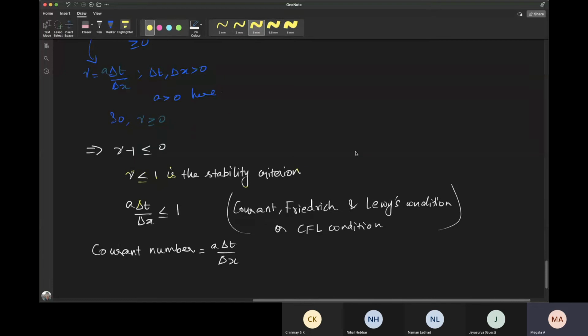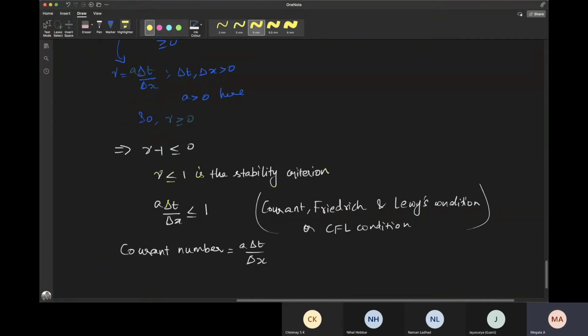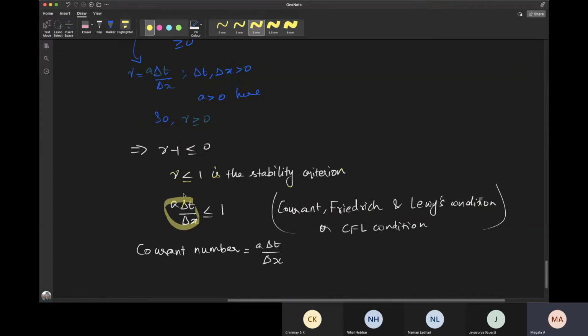So this is the CFL condition, Courant, Friedrichs and Lewis condition. They have given this condition, and in CFD this term, a delta t by delta x, is always known as the Courant number. Even if you do some simulations and go for presentations, people will ask what Courant number you have used, because depending on its value your stability will vary. It's always required that it should be less than or equal to 1.